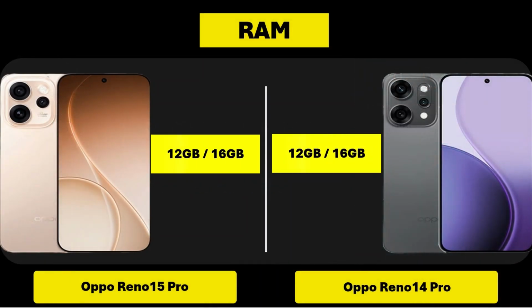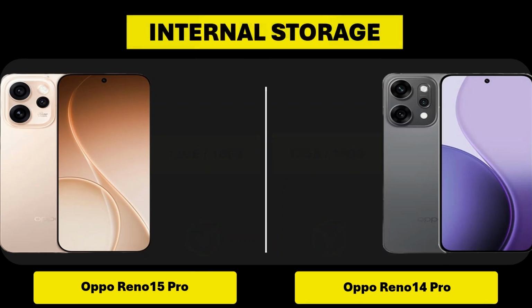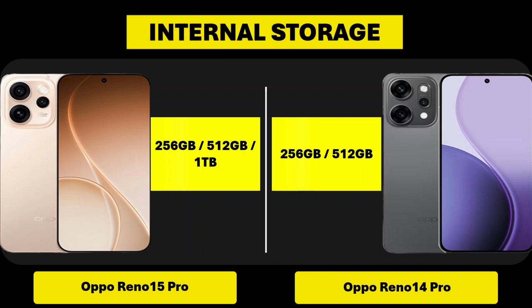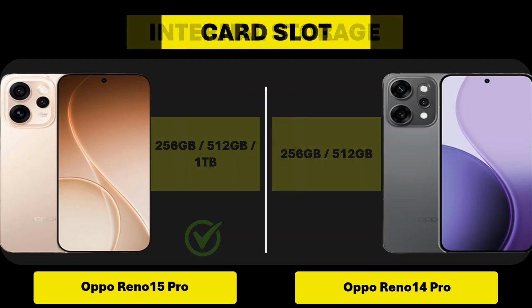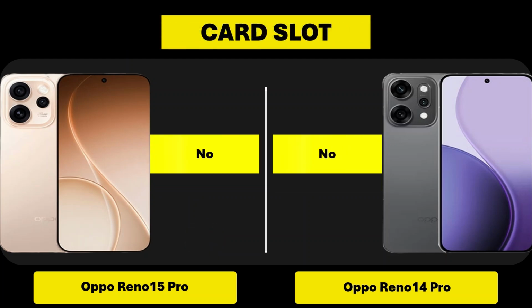Each phone offers 12 or 16 gigabytes of RAM. The Reno 15 Pro offers storage up to 1 terabyte, while the Reno 14 Pro goes up to 512 gigabytes. Neither phone supports a memory card slot.